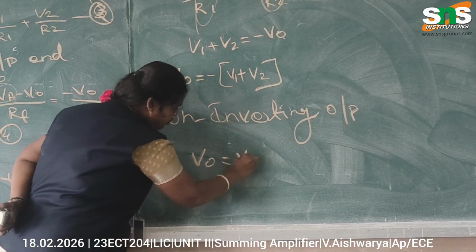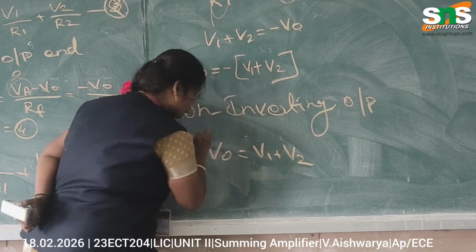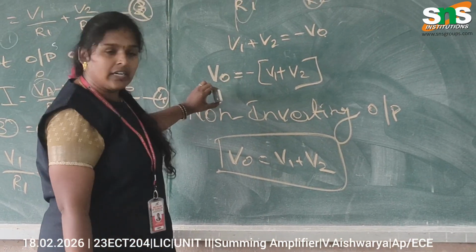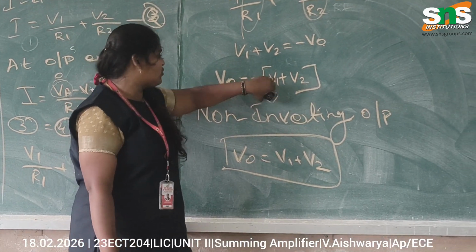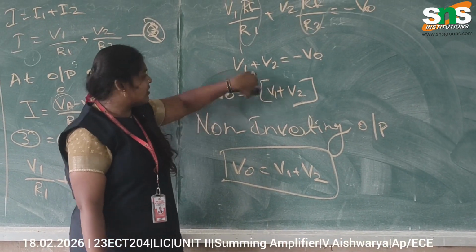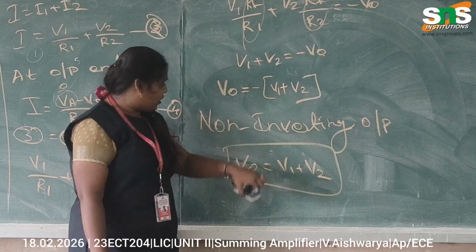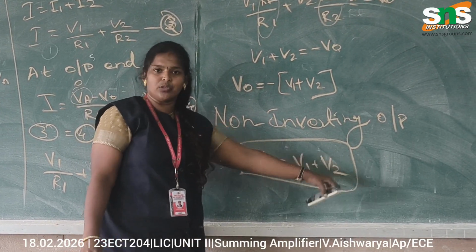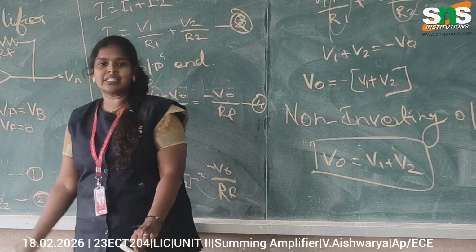Then we will find the non-inverting output as V0 equals V1 plus V2. There is no phase shifting. For the inverting summing amplifier the output is negative because of the phase shift, but for the non-inverting amplifier there is no phase shift. So V0 equals V1 plus V2. This is the summing amplifier.